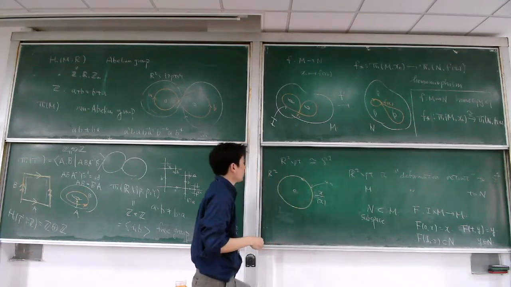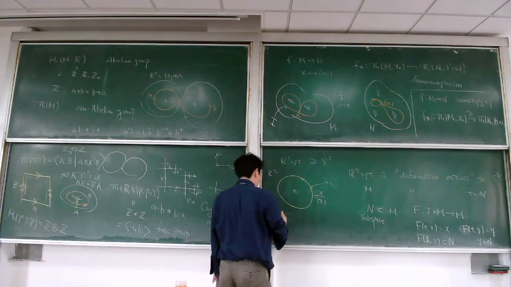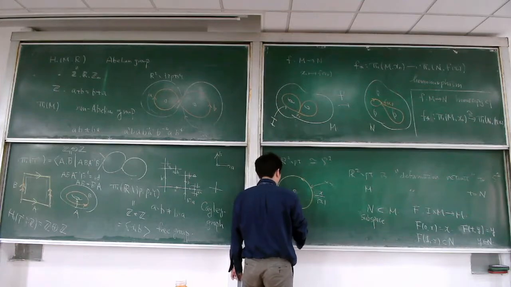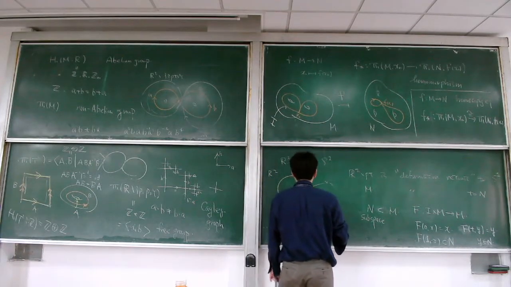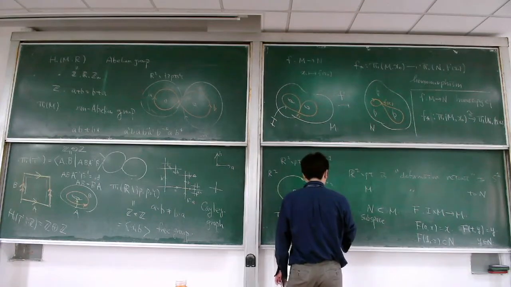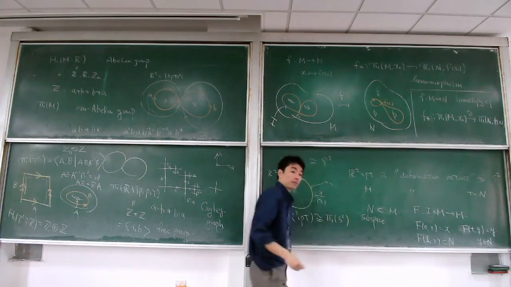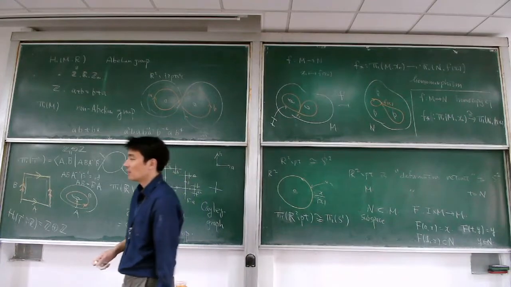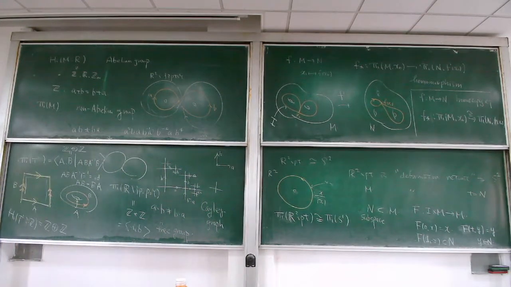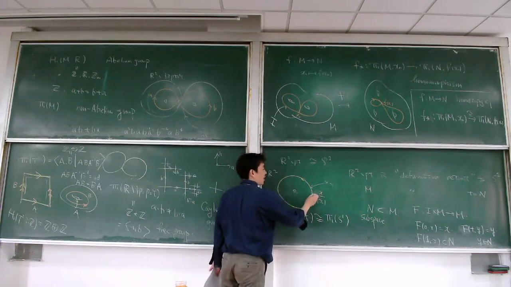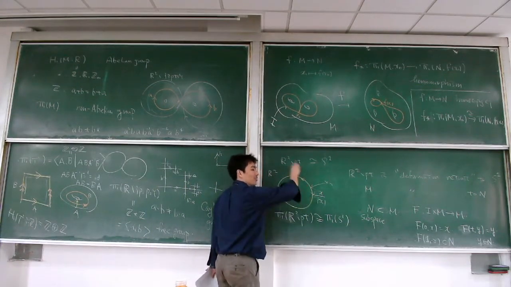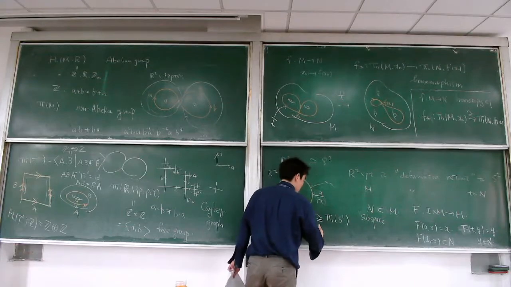So therefore, the fundamental group of R2 minus a point is isomorphic to the fundamental group of S1. What is the fundamental group of S1? Z. Good. You just count how many times you rotate. This is Z.